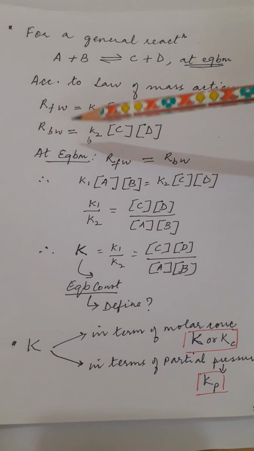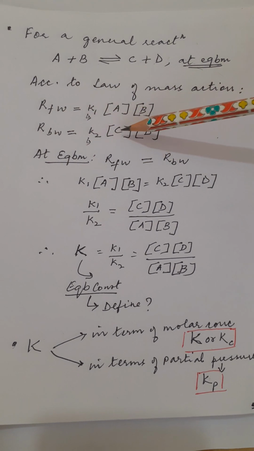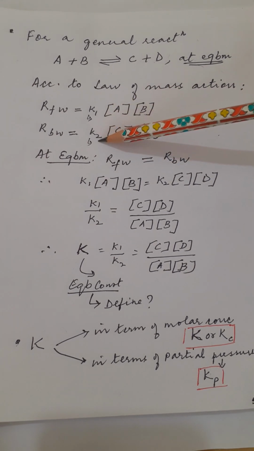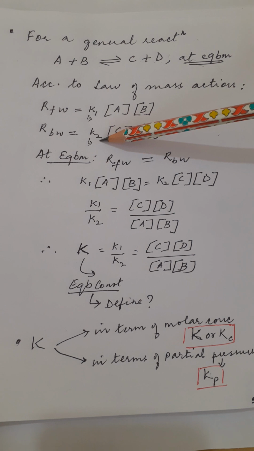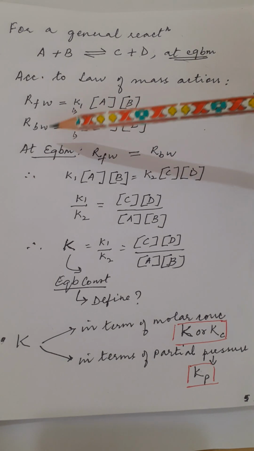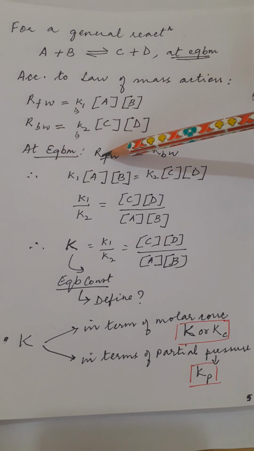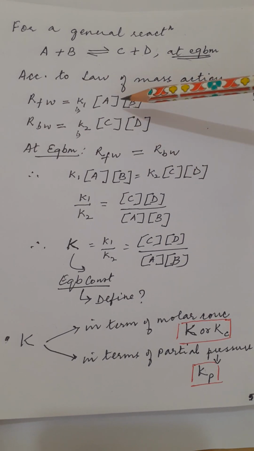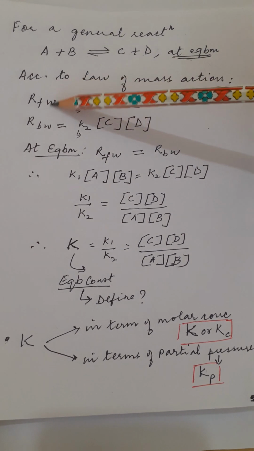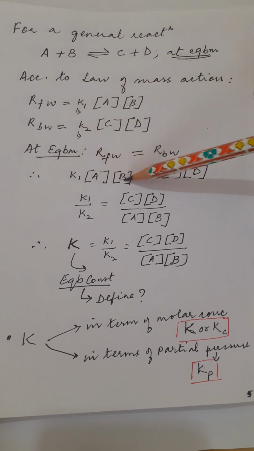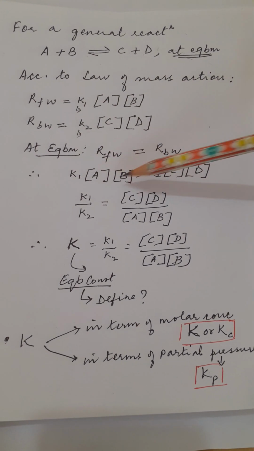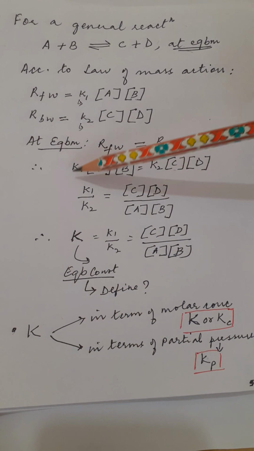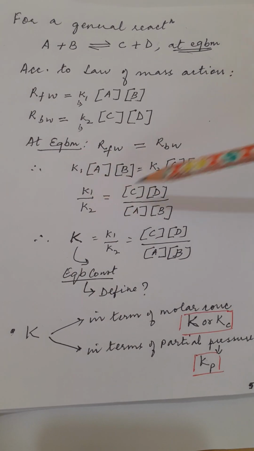Rate of the backward reaction would be the rate constant times the product of the concentrations of the products, where K2 is the rate constant for the backward reaction. We have already discussed that at equilibrium, the rate of the forward reaction will be equal to the rate of the backward reaction. I already have expressions representing the same, so I place them, rate of forward and rate of backward. Now I want the ratio of product to reactant, so I have K1 upon K2.